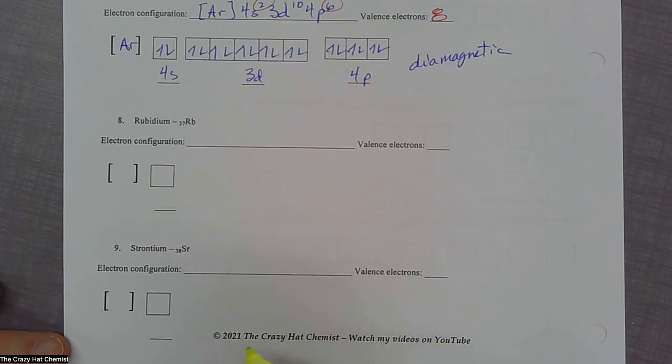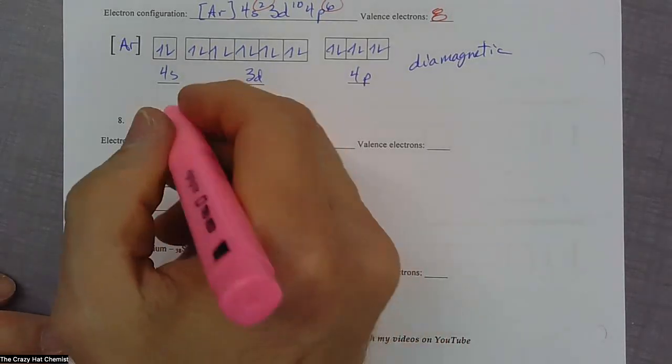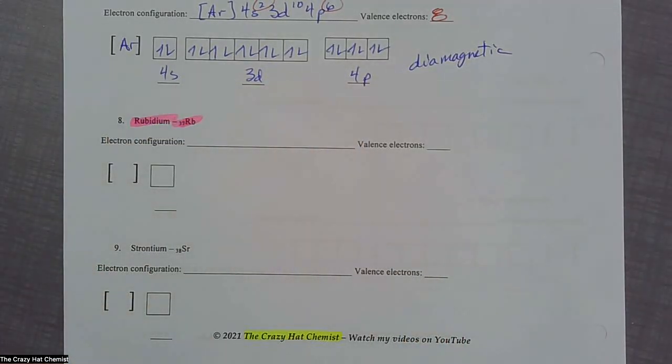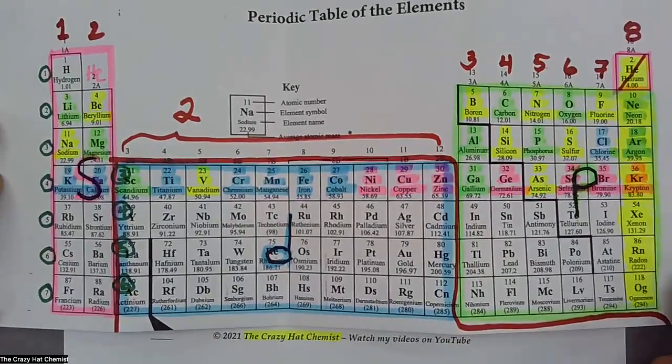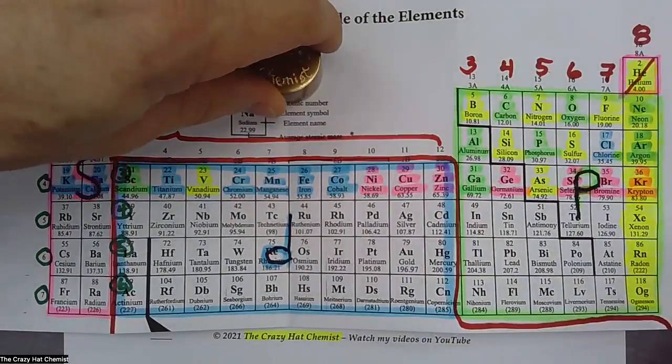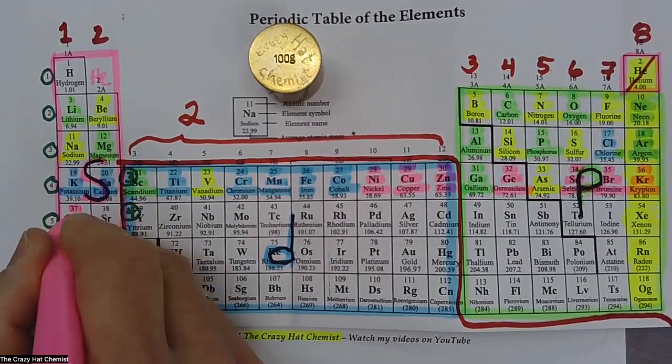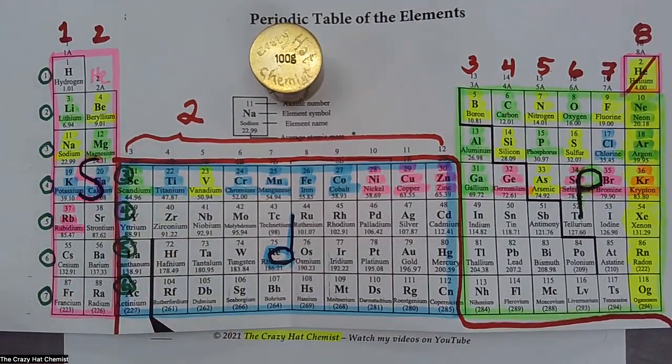By the way, you are watching the one and only Crazy Hat Chemist. That's me. The next element that we're going to do is element number 37. That's rubidium, Rb, right here. That's number 37.